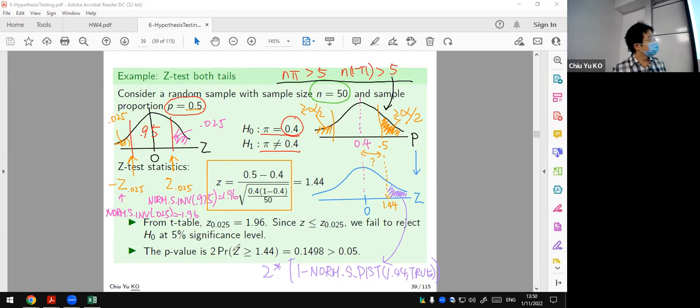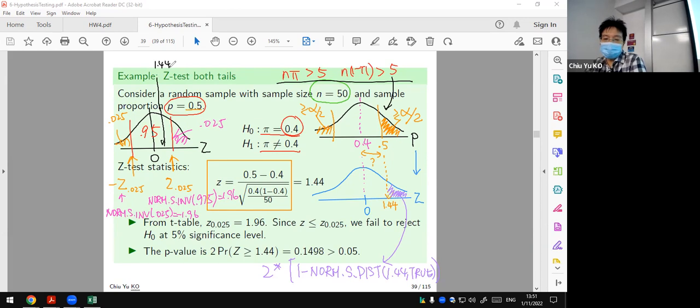Is that clear? I hope that is clear. And this is 1.96, and look at your data, it is 1.44 here. Okay, you're here, at 1.44. So your test statistic is not more extreme than the critical value, which is 1.96 or negative 1.96. Then you really can't reject it. Is that clear? Is that okay?